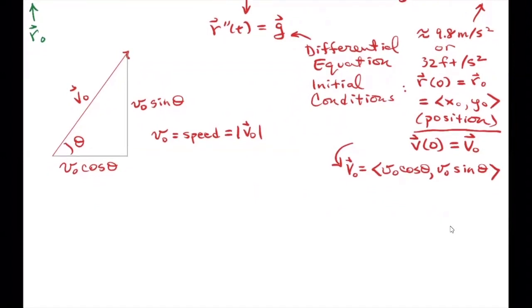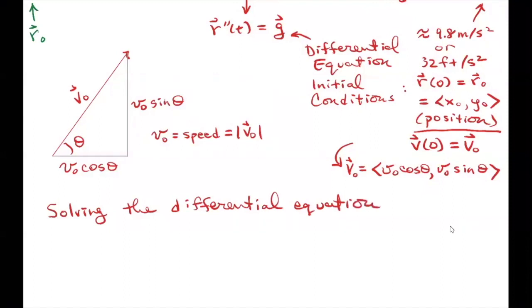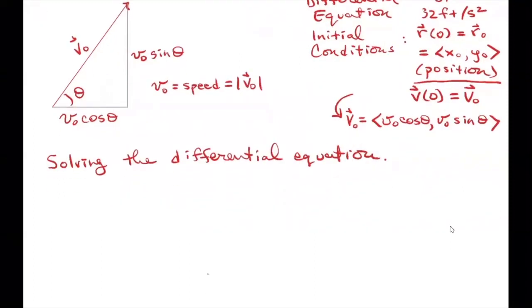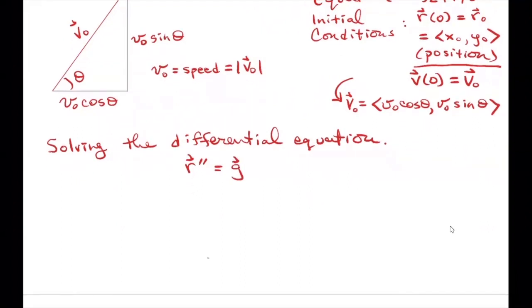Now, what we want to do next is to solve the differential equation. This is easy, but we're just going to do it by antiderivatives. But it's a vector differential equation. Okay, so when you take an antiderivative and add a constant, it has to be a constant vector. Okay, so here we go. The differential equation is just r double prime equals g. And so taking an antiderivative, r prime will be g t plus c. Okay, let's say c1, because we're going to have to do another antiderivative.